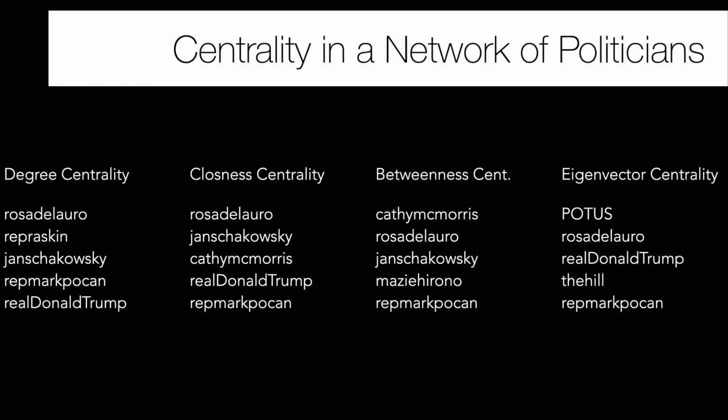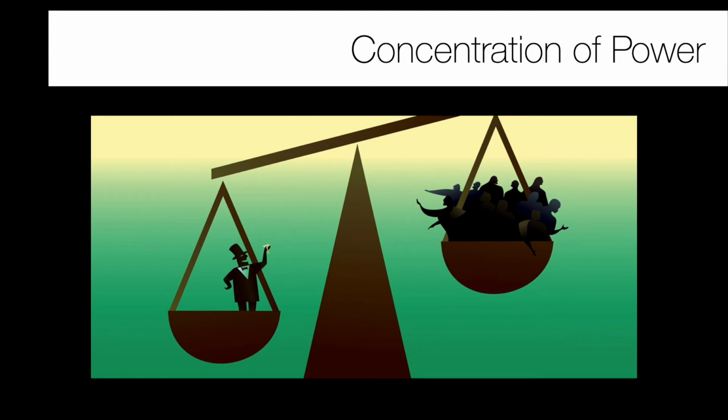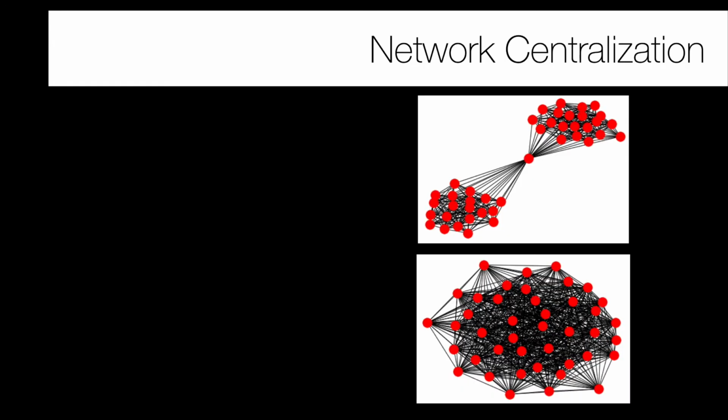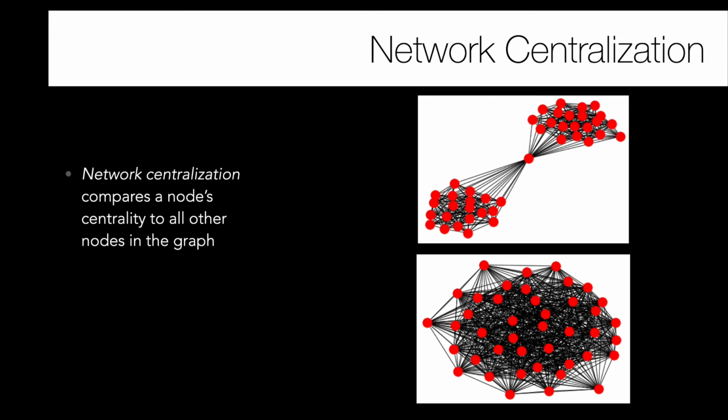These metrics give us different insights into the kinds of nodes that exist in this graph and how they may be different in terms of the influence or role or control over information that they exert within these networks. When we talk about centrality, though, a thing that we want to be able to discuss is this concentration of power. How different is a particular node's centrality metric from the other nodes in the graph? So here, if we talk about centralization, we can say these two networks seem very different in some way. And network centralization gives us a way to talk about that.